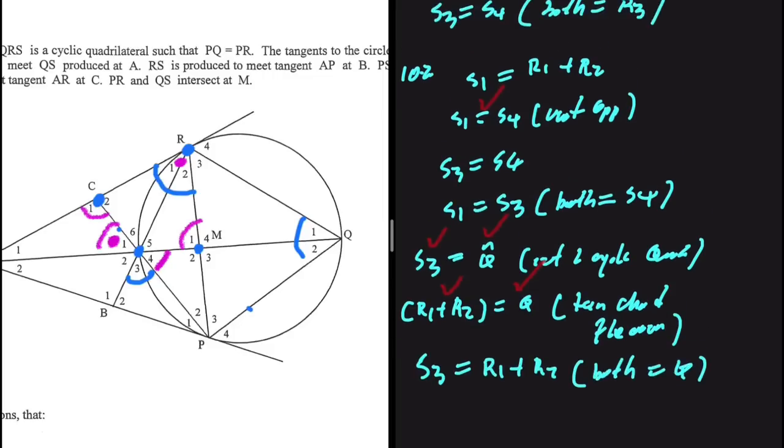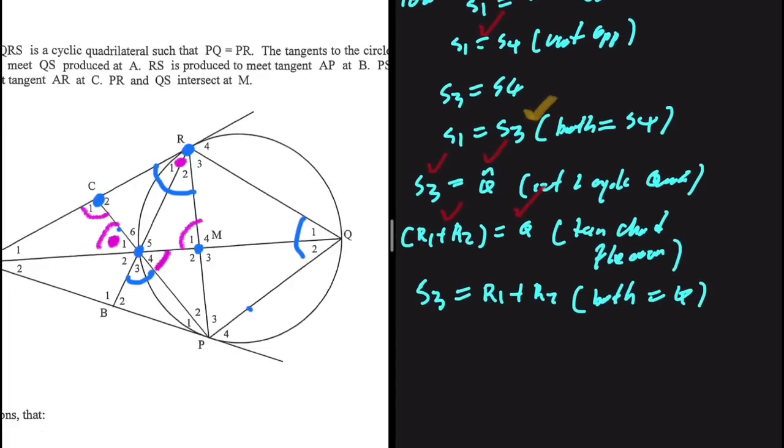What we are required to prove is that S1 is equal to R1 plus R2. But we have proved that S1 is equal to S3. So now we can say that S1 is equal to R1 plus R2, because both of them are equal to S3. Like I said at the start of the question, we are writing angles in terms of each other. There's no value in this question.